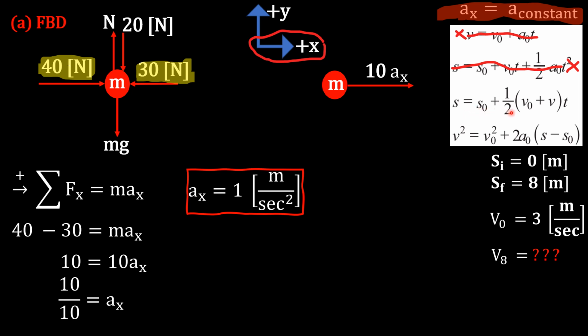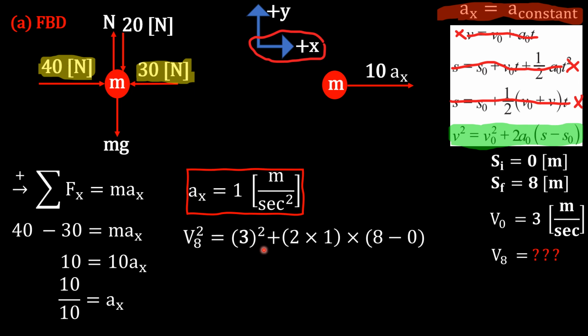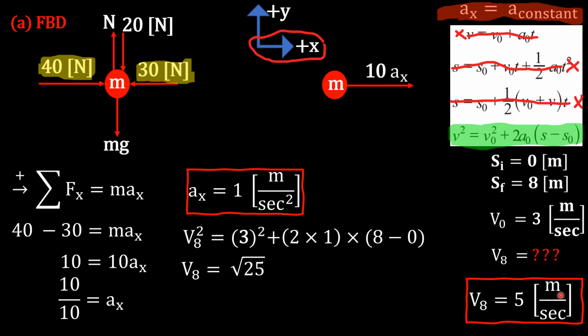What about this one? We don't have time, so also this one won't work. I think this one will work. So we need to find the final. We have the initial, we have the constant acceleration, we have the displacement. So this one will work. So we will plug in the given and found values in this equation, and we'll plug this into our calculator. And we'll take the square root in here, so that will give us velocity at 8 meter will be 5 meter per second.